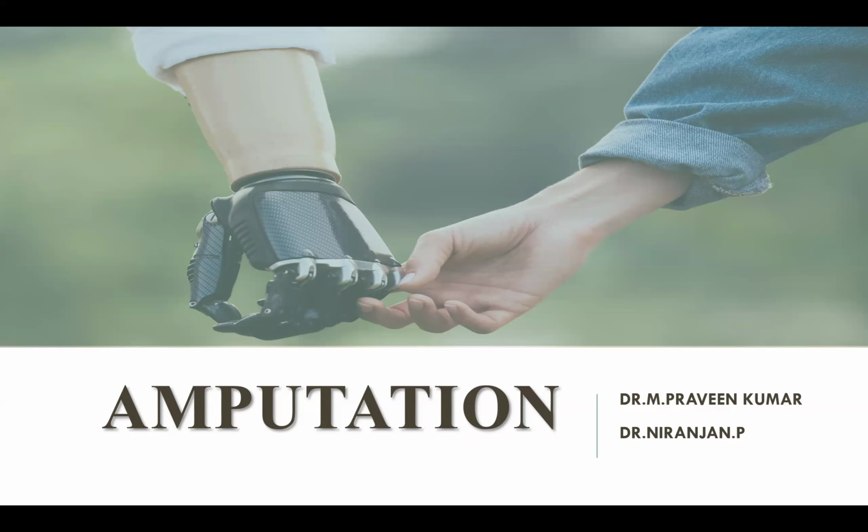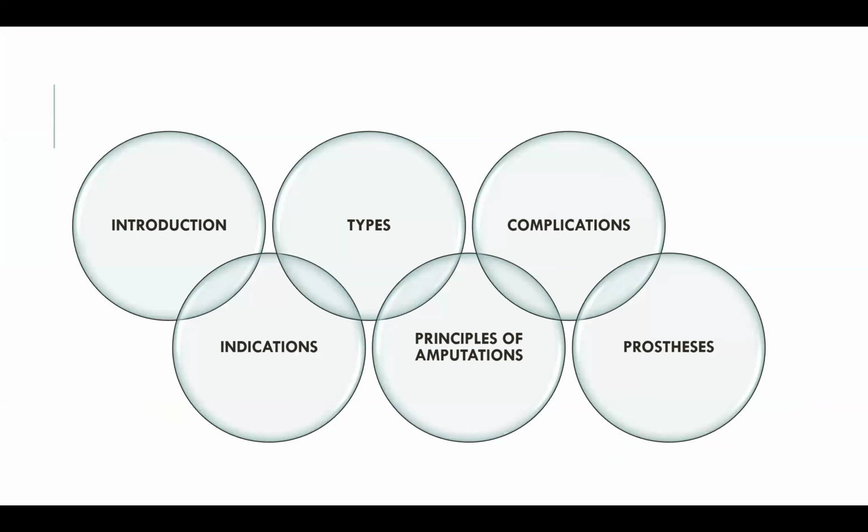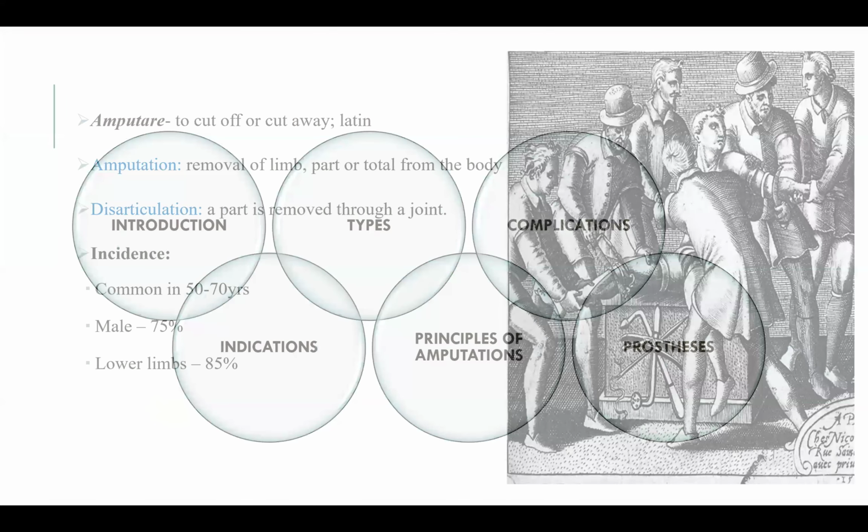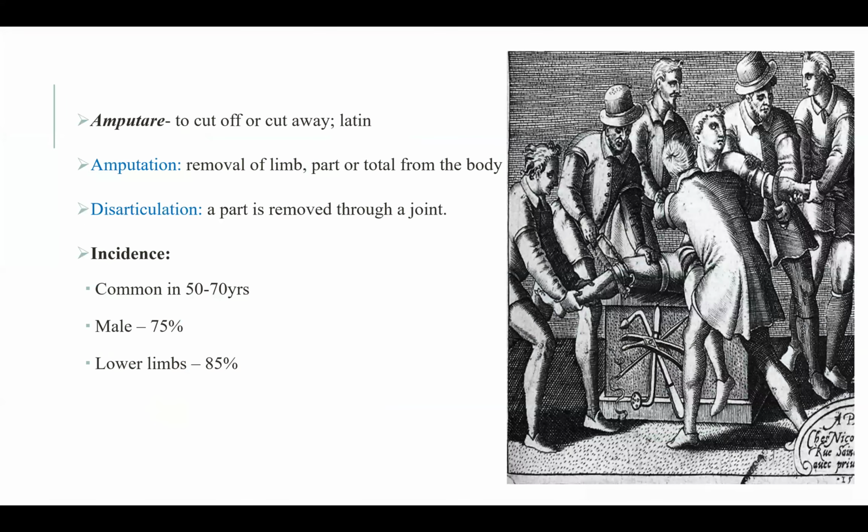Yes, sir. Good evening to everyone. Today's topic of discussion is amputation. So we'll be seeing the introduction to amputation, indications of amputation, types, principles of amputations, its complications, and processes. Amputate is a Latin word which means to cut off or cut away. The definition of amputation is removal of limb, part or total from the body, while disarticulation is part removed through a joint. This incidence is more common in 50 to 70 years, with male preponderance of 75%, and more in lower limbs at 85%.